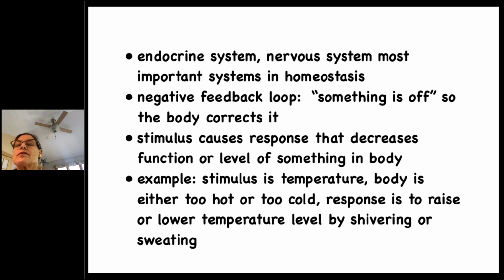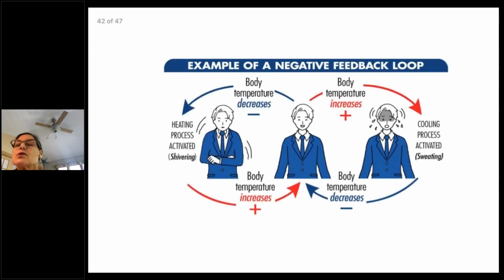It means something is off, so the body corrects it. A stimulus causes a response that decreases a function or level of something in the body. So, for example, the stimulus is the temperature. Body's either too hot or too cold, and the response is to raise or lower the temperature level by shivering or sweating. I have a diagram here of a negative feedback loop. So the person has a normal body temperature in the middle. If we go off to the right, body temp with the red arrow on the top, body temperature increases.